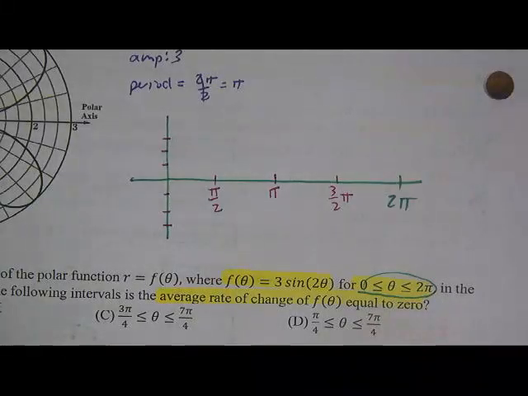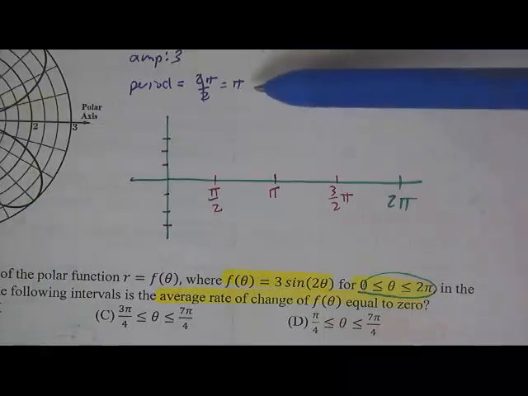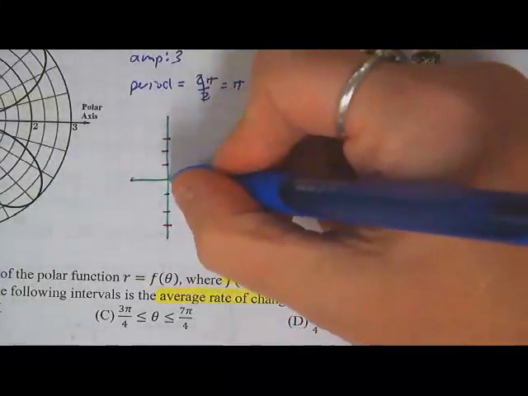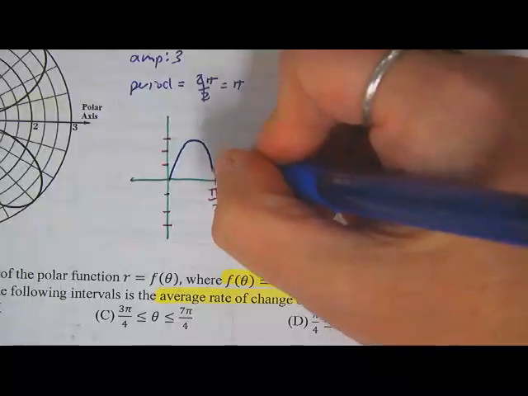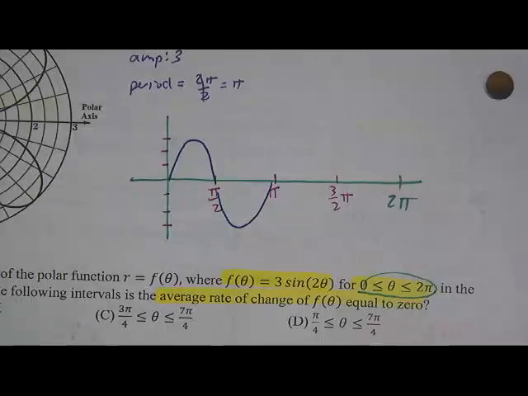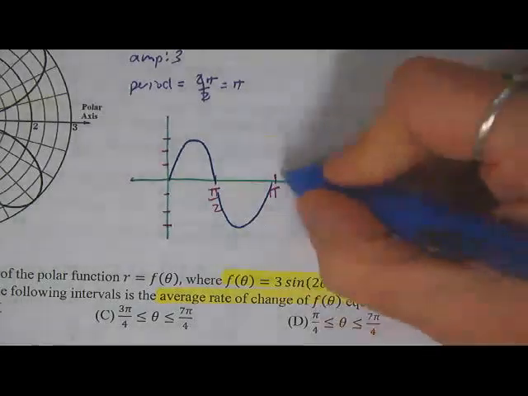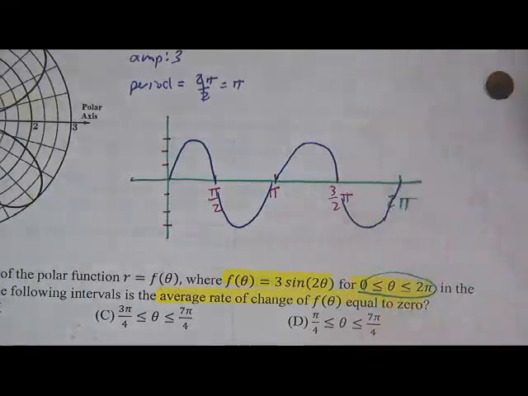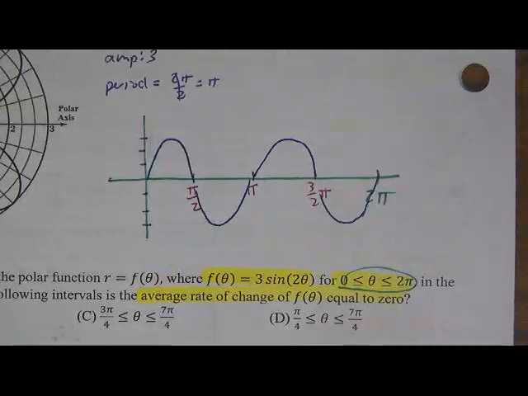Okay, now be careful when you're drawing this. It's different than the rest of them because, again, the period is pi, which means I'm going to make one complete S shape by the time I get to pi. And then I have another complete S shape by the time I get to 2 pi. The big picture here is I'm looking where I would have a slope of 0.